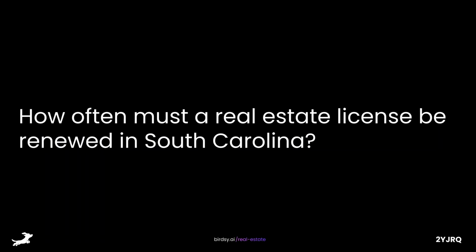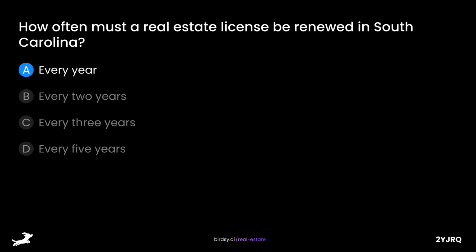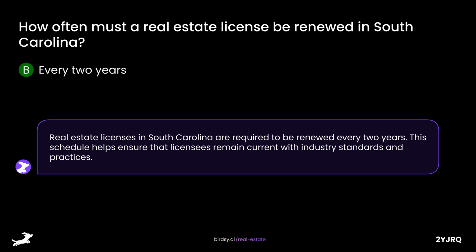How often must a real estate license be renewed in South Carolina? Is it A, every year, B, every 2 years, C, every 3 years, or D, every 5 years? The answer is B, every 2 years. Real estate licenses in South Carolina are required to be renewed every 2 years. This schedule helps ensure that licensees remain current with industry standards and practices.